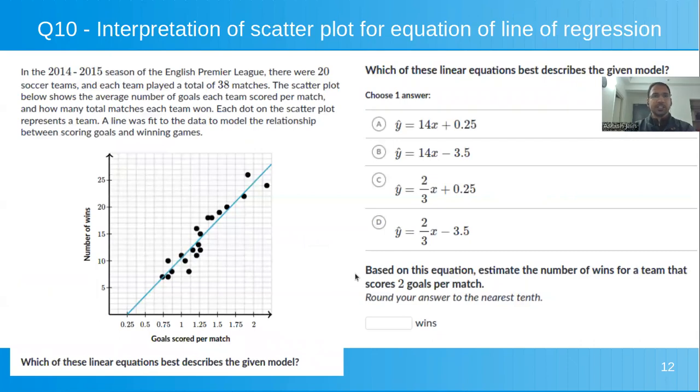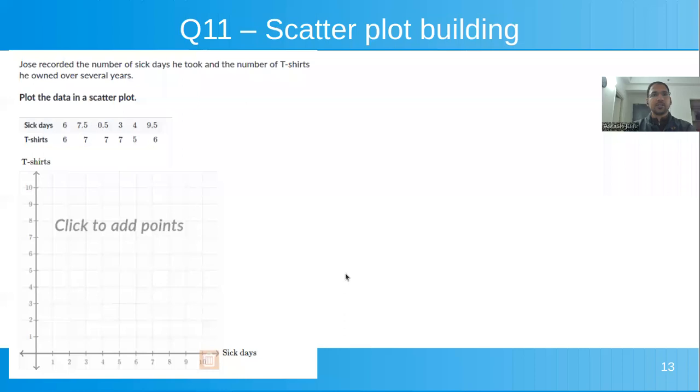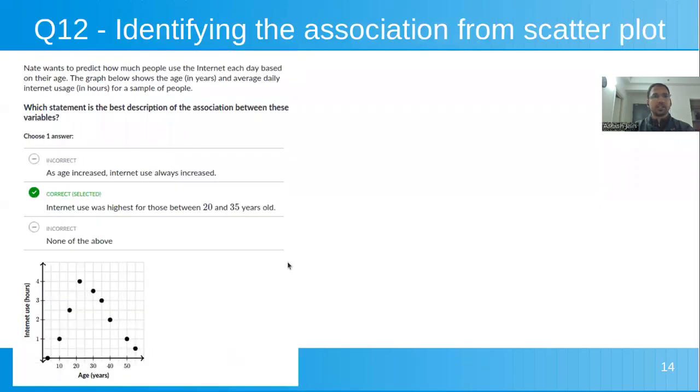This question is on interpretation of scatter plot for the equation of the line of regression. Again, you have to tell which linear equation describes the data best. Earlier we saw that we had to tell which line describes the data best. This question is about scatter plot building. You have to simply click on the graph below to mark the data points in the chart. This is the last question.